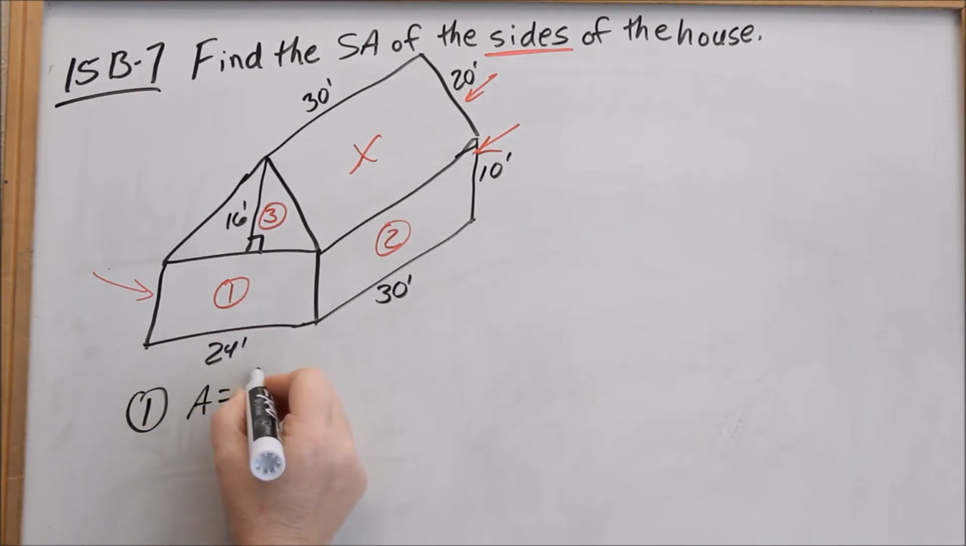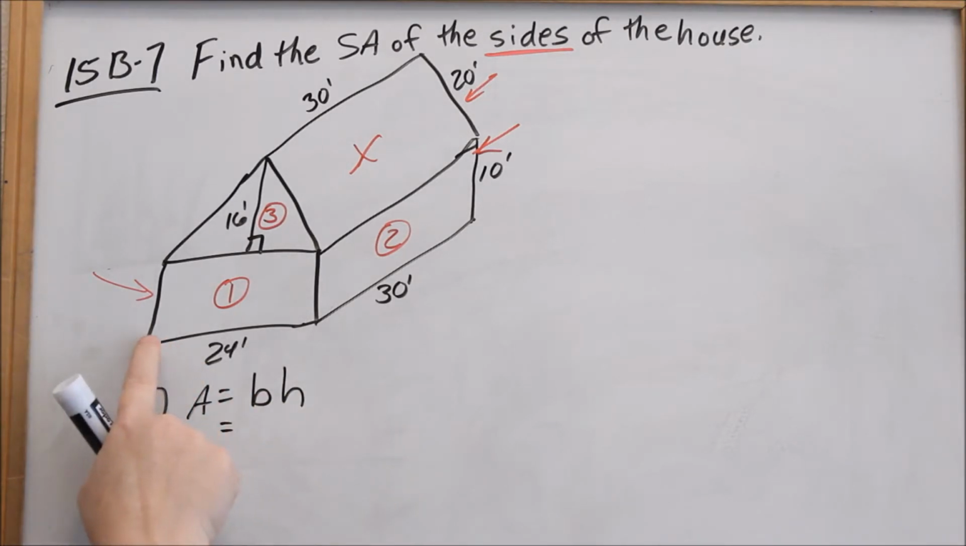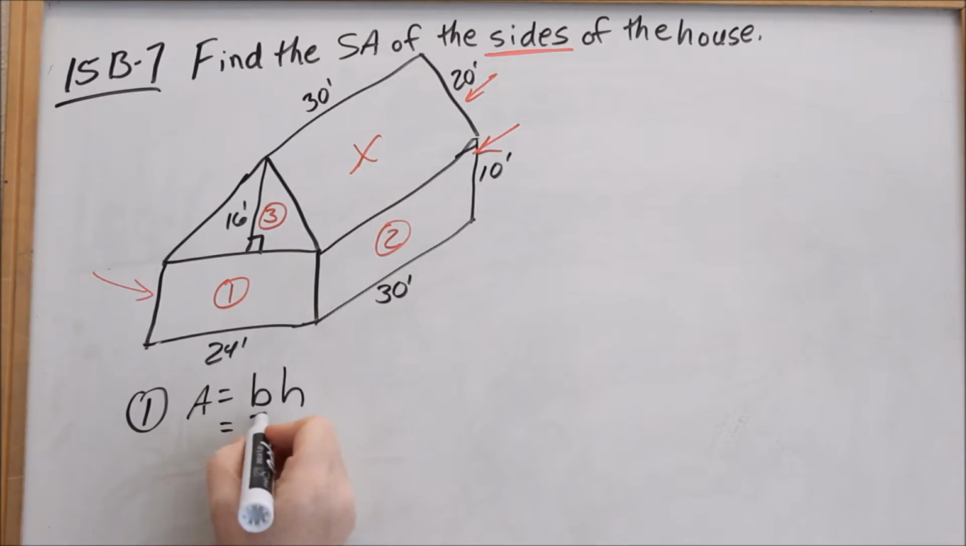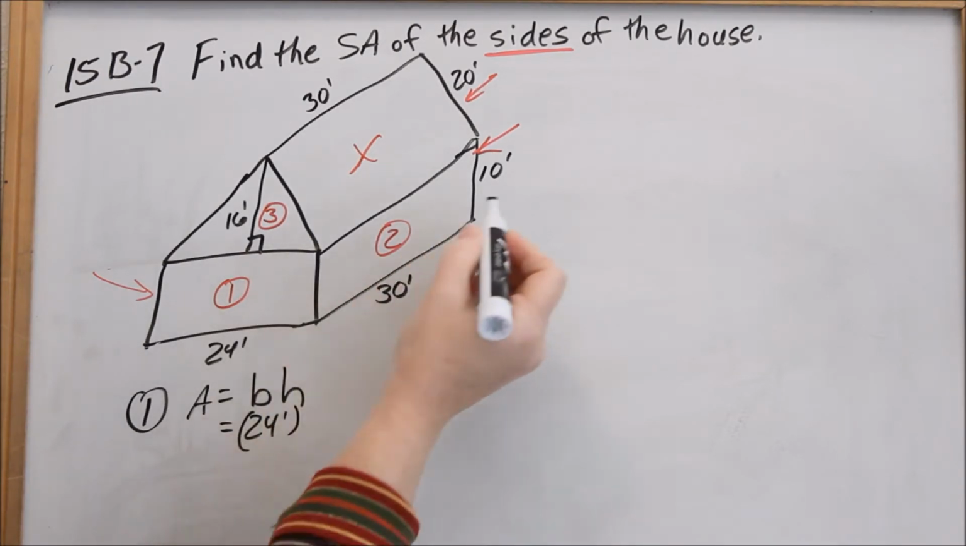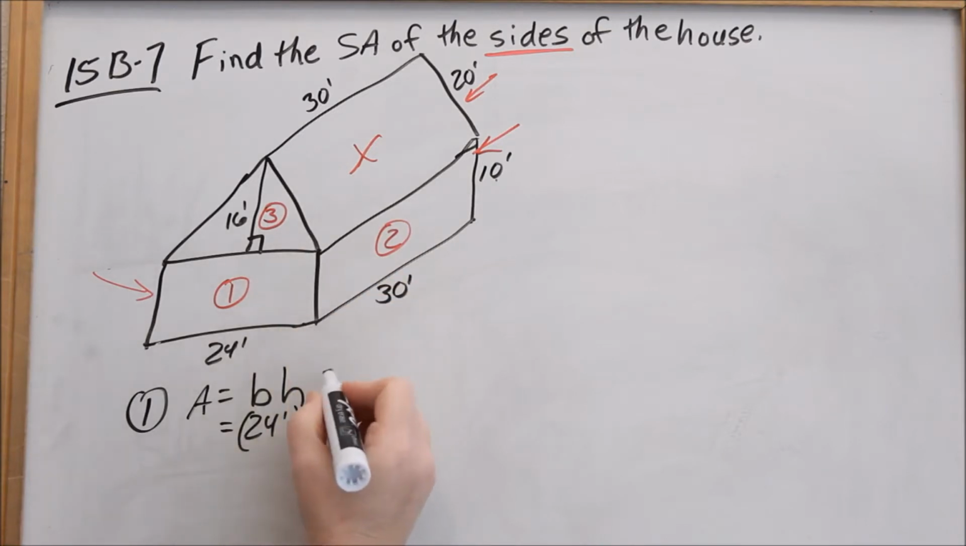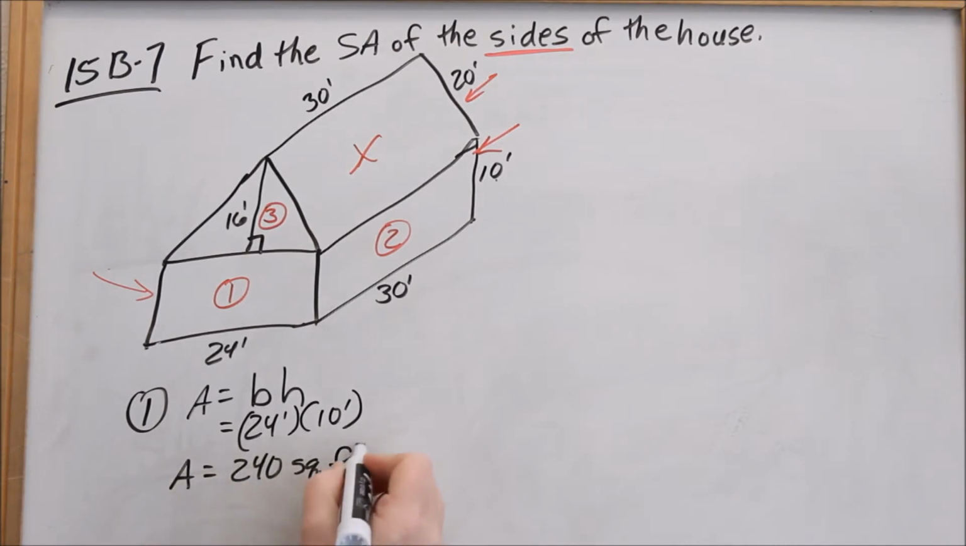So area equals base times height. So this rectangle, the base is 24 feet. The height is that right there, which is labeled back here to say 10 feet. Okay, so that area, 24 times 10, is 240 square feet.